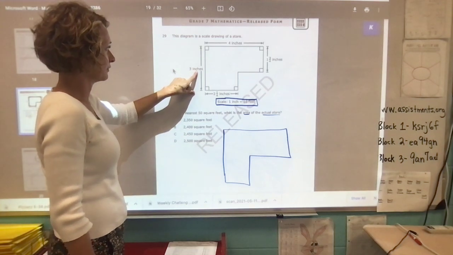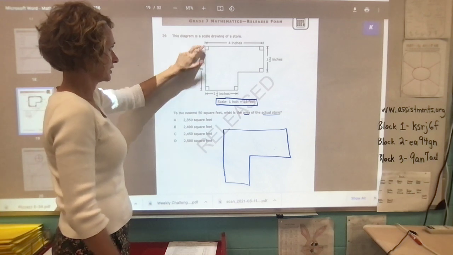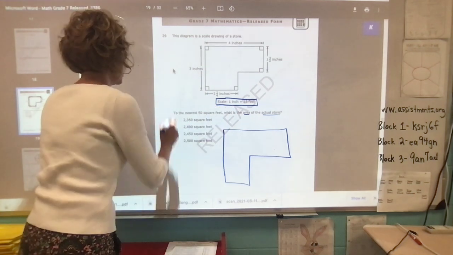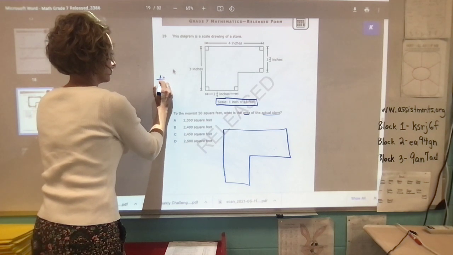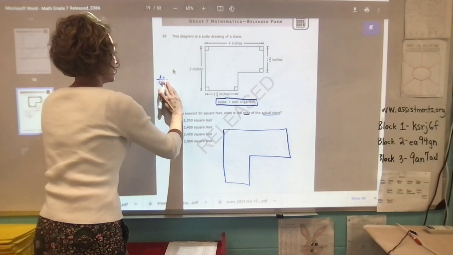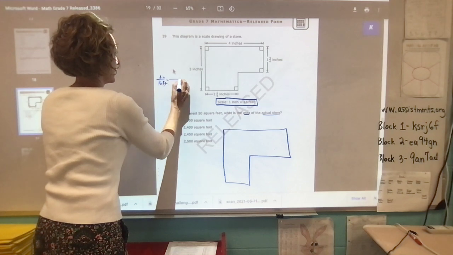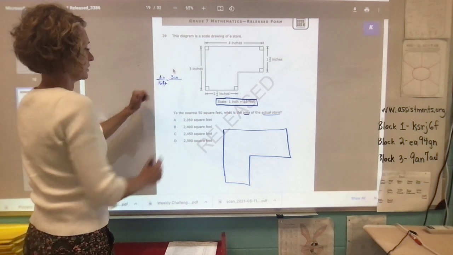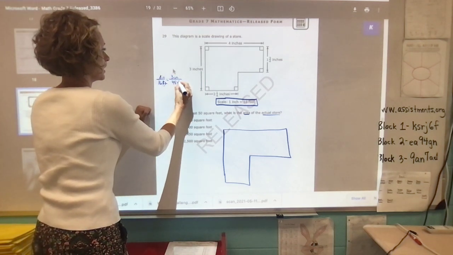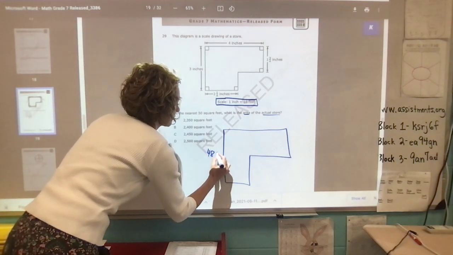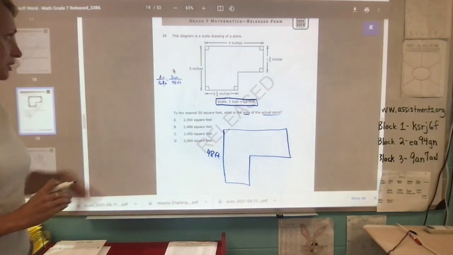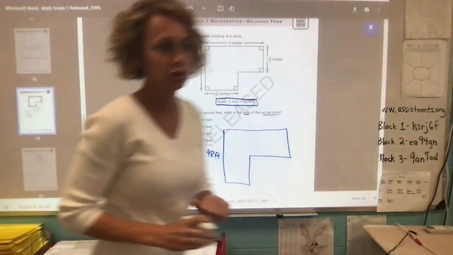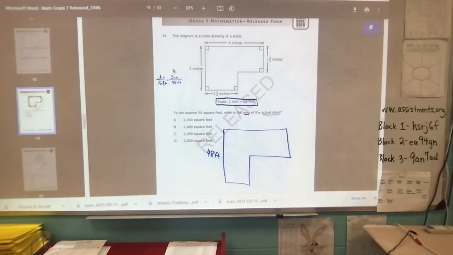So I went through and said, okay, if 3 inches is this length right here, if 1 inch represents 16 feet, then how many feet would 3 inches actually represent? 16 times 3 is 48. 48 divided by 1 would give me 48 feet. And what I did is I labeled it. And essentially, what you can notice here is that you're just multiplying each one of those dimensions in inches by 16. And it will give you what you need in feet.